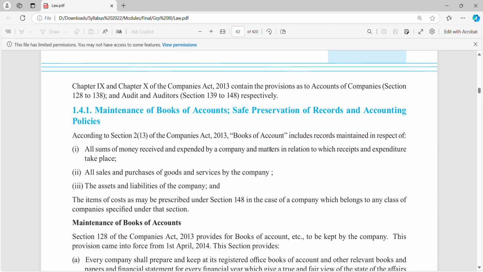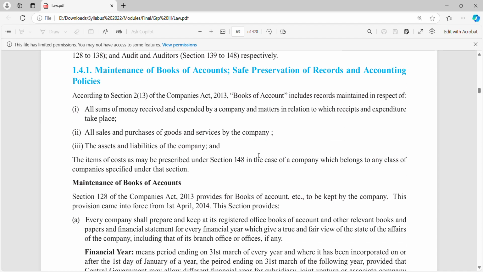Items of cost as may be prescribed under Section 148, in the case of a company which belongs to any class of companies specified under that section. Now what is Section 148? We'll check that later. So these are the items of cost as may be prescribed under Section 148 in the case of a company which belongs to any class of companies specified under that section.